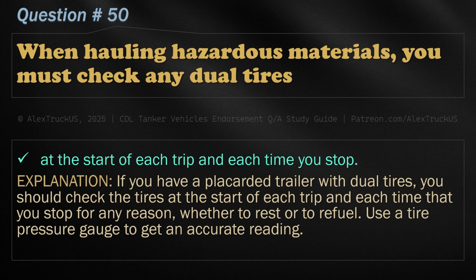If you have a placarded trailer with dual tires, you should check the tires at the start of each trip and each time that you stop for any reason, whether to rest or to refuel. Use a tire pressure gauge to get an accurate reading.